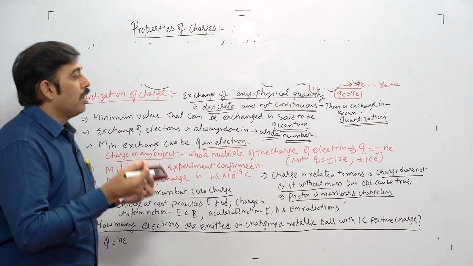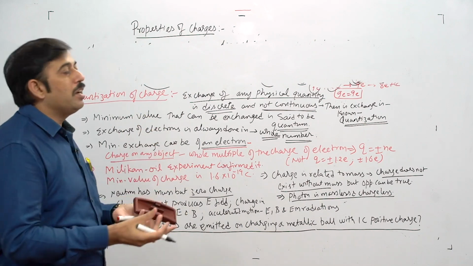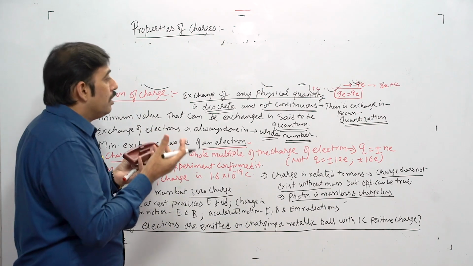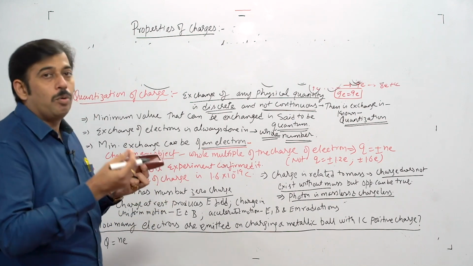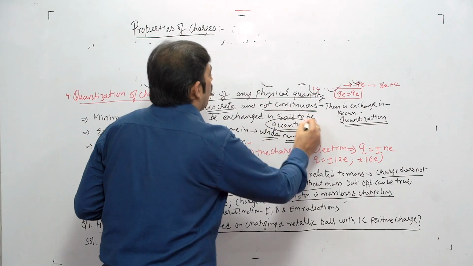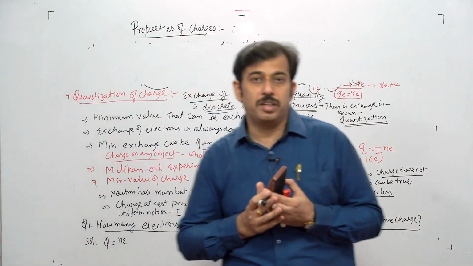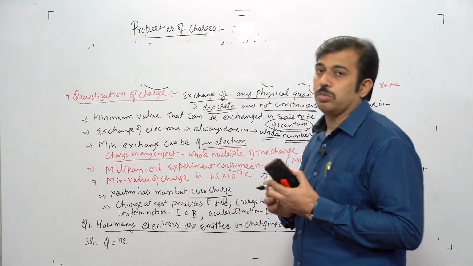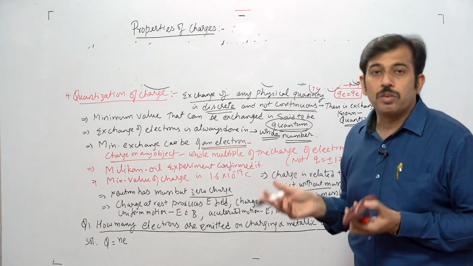A minimum amount of energy that can be exchanged, the minimum amount of exchange that can be done in a quantity, is basically known as quantization. That exchange is called quantization, and the minimum amount of exchange that can be done is said to be a quantum. Now quantum is the minimum, lowest unit that can be exchanged in the physical quantity, and that is all about the charge also. That means if you want to see the exchange of any physical quantity, that has to be, first of all, discrete.